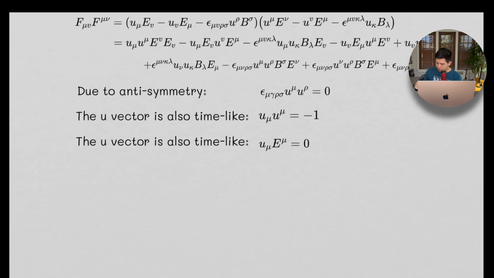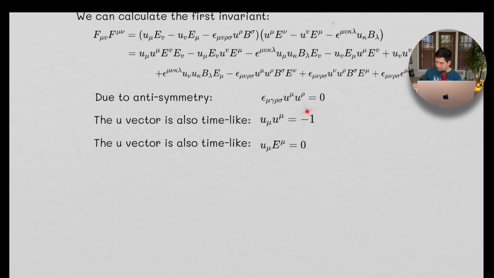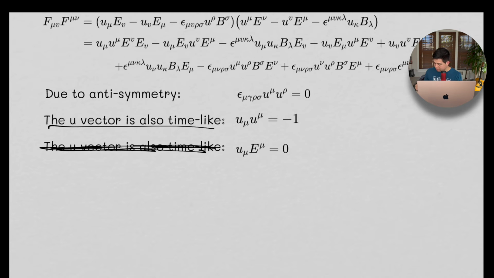The U vector is also time-like, so that's this condition. Again, something that I want to go more into, but I think it will take another video to do that. And it's not really within the purview of electromagnetism itself. It's more within the mathematical framework of how GR and special relativity work. But the U vector is also time-like. That is the same thing as what I just typed right here. So that's my mistake.